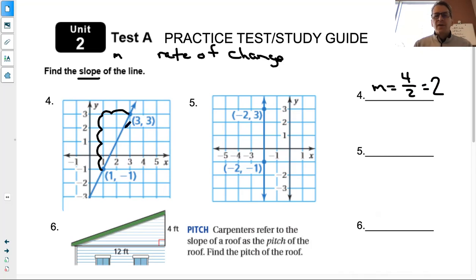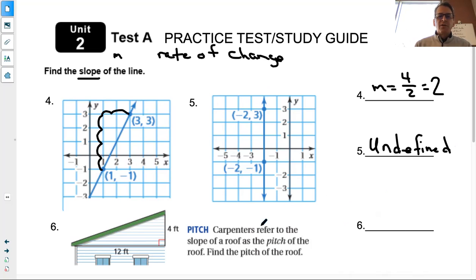Number 5 is a vertical line. And we all know that vertical lines have an undefined slope. Undefined. Horizontal lines have a slope of 0. This has a slope of undefined. Okay, so number 5, undefined slope.